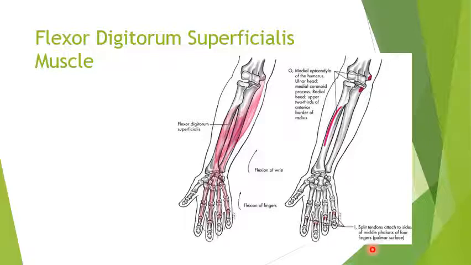And you're going to do flexion of the four fingers along with weak flexion of the wrist. It does cross the wrist joint, therefore it's going to contribute to wrist flexion.